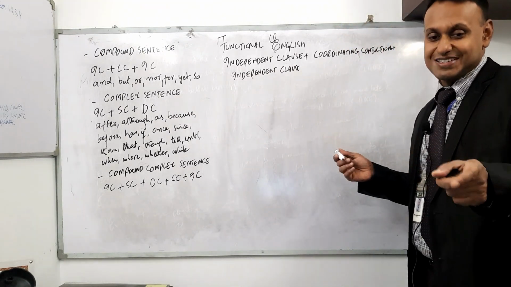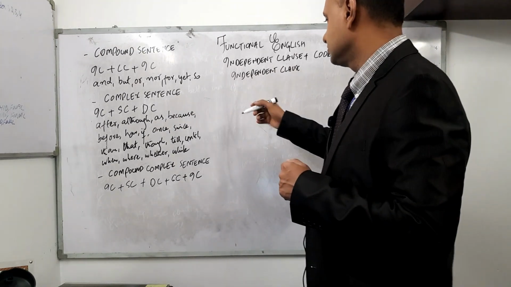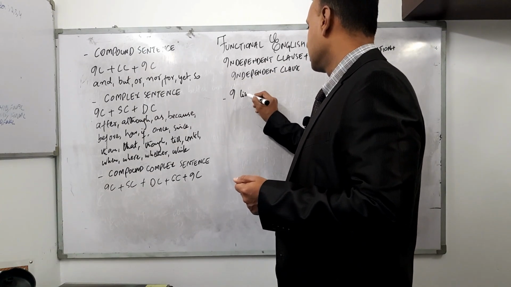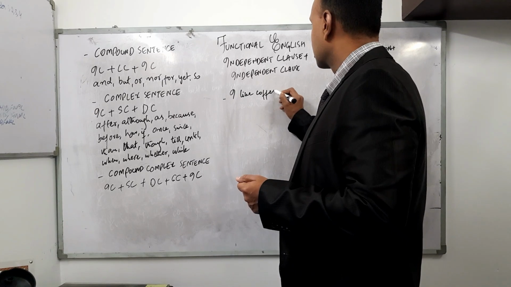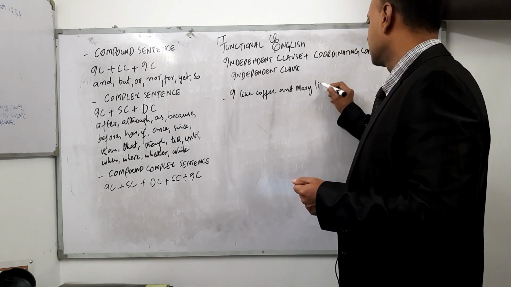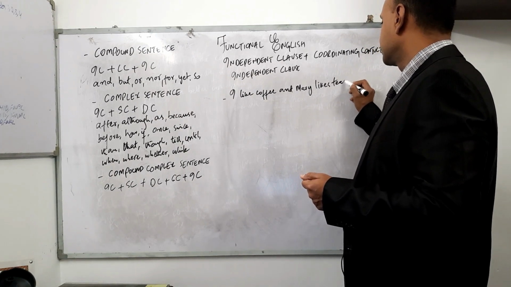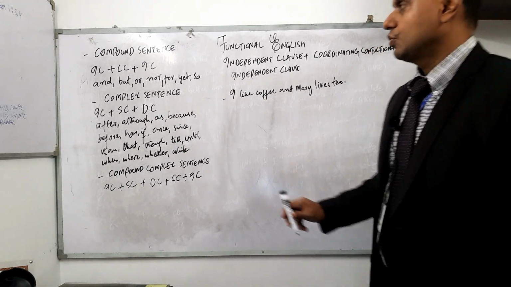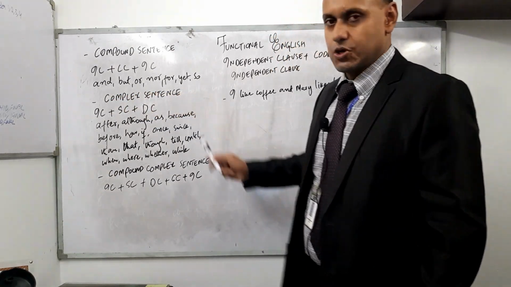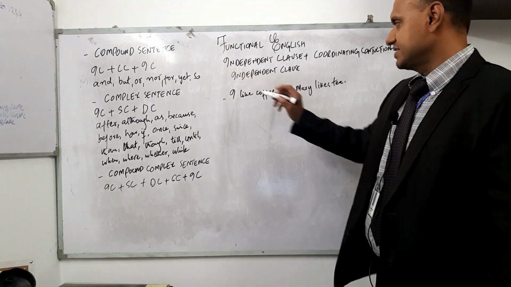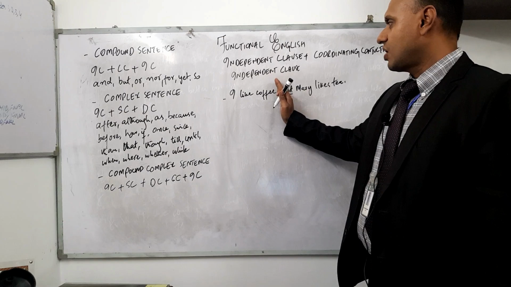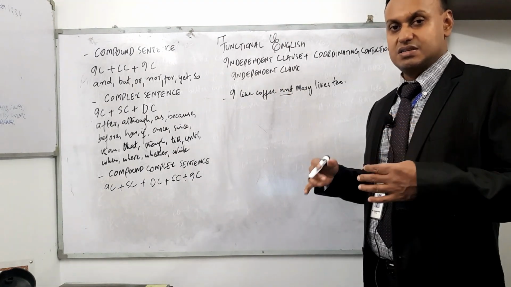One of the sentences that I've got here: I like coffee and Mary likes tea. So what are the coordinating conjunctions? These are the examples: and, but, or, nor, for, yet, so. If you look at this sentence, it has been joined together by and. So I like coffee is an independent clause. It can stand on its own.